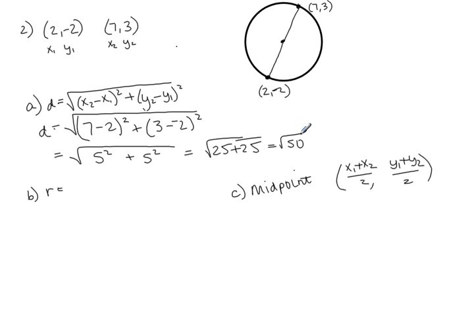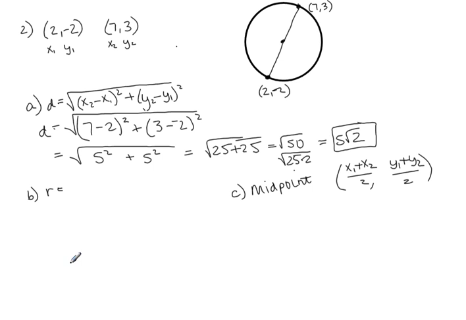Now I can rewrite that as a more simplified radical, because 25 is a factor of 50. So if I broke that apart to be 25 times 2, then that would simplify to be 5 square roots of 2. So 5 square roots of 2 is the length of that diameter.